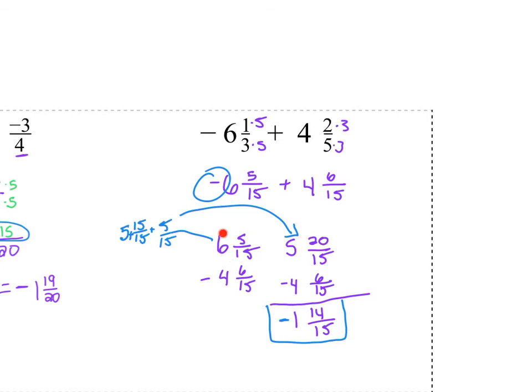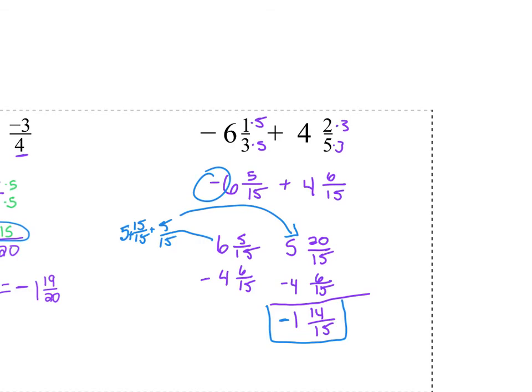So what I did was I changed this 6 wholes to 5 wholes, and then I took one of the wholes and broke it to 15/15. 15/15 is the same as 1. So here is my 6, and then here's my 5/15. So I added these two together to get my 20/15.